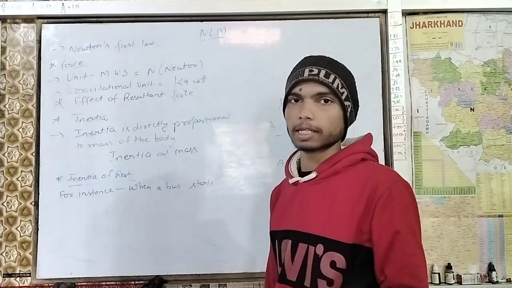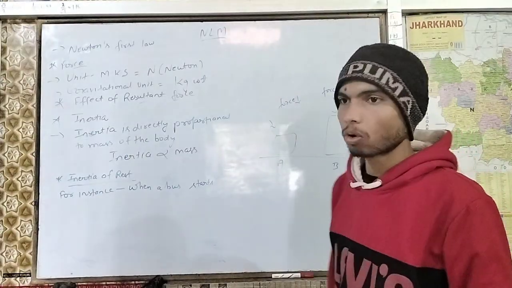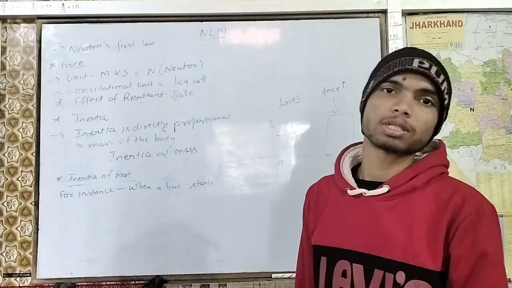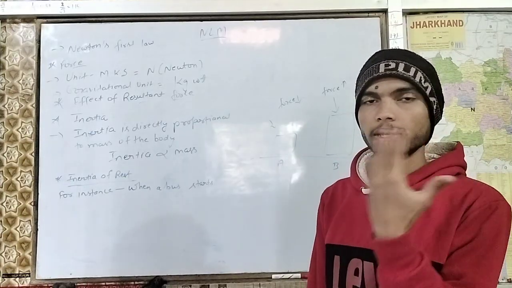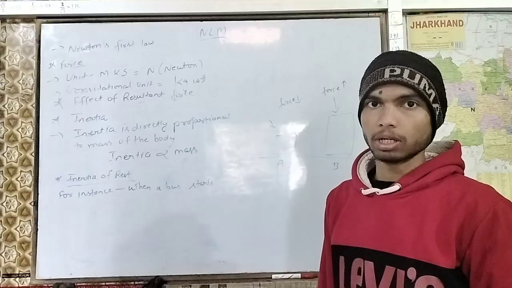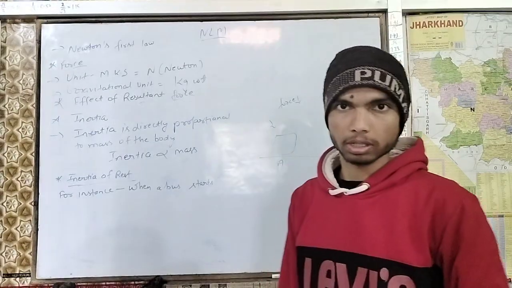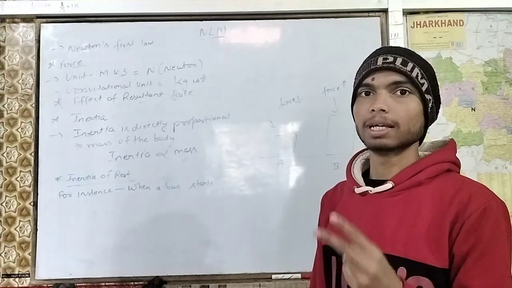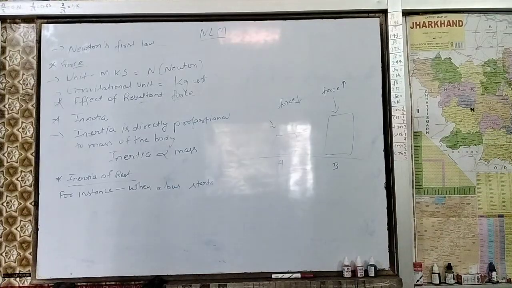When the bus starts, it happens because the person was already at rest. When an external force came into the picture, then that passenger went backward. This phenomenon is known as inertia of rest. If an object is already at rest and an external force is applied, then that object will come into motion. Okay, this was an example for inertia of rest.